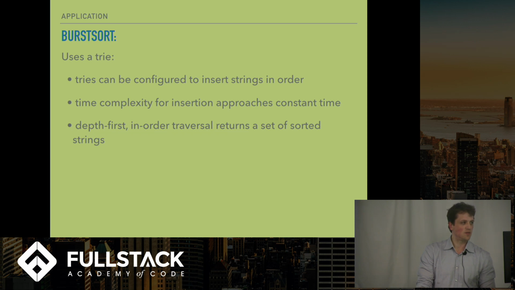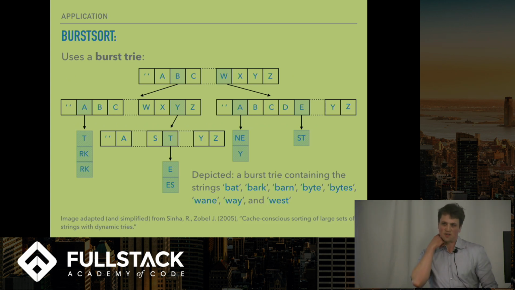What the Burstsort algorithm uses, though, is not the kind of trie that I showed you previously. It uses what's called a burst trie, which is depicted here. Here you see the burst trie, which contains the strings bat, bark, barn, bites, wane, way, and west. It looks a little intimidating, but it's not all that complicated.